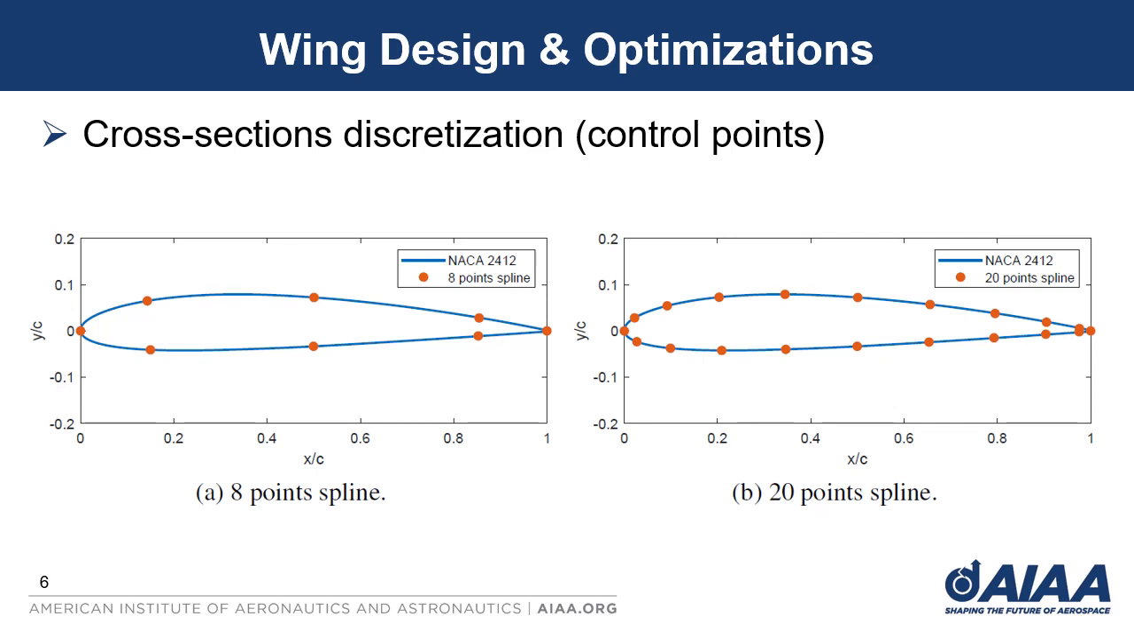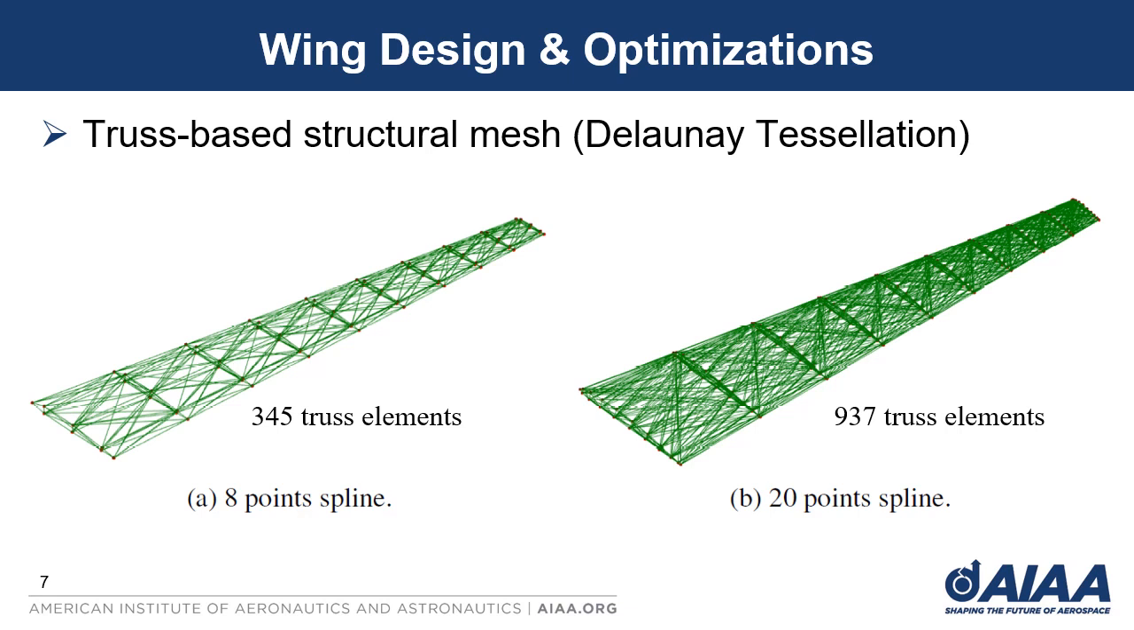As you can see, this figure shows the spline in the corresponding control points for a profile NACA 2412 with 8 and 20 points. It's worth mentioning that those control points are going to be the nodes of the finite element model and the connection nodes of all elements. Right, now we need to connect those control points and create a spatial mesh along the structure.